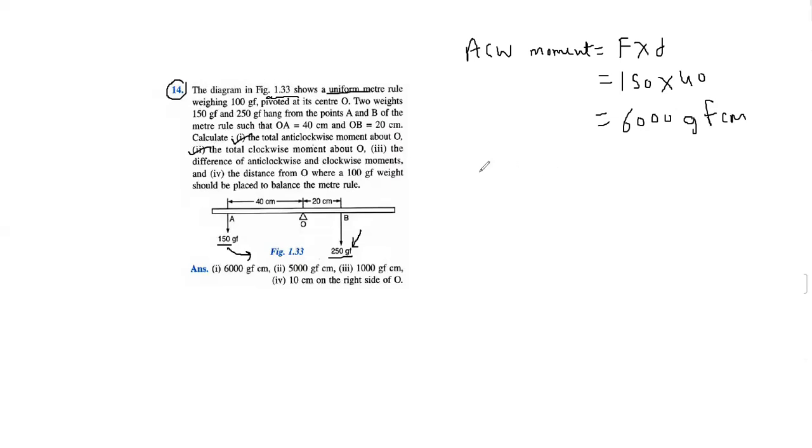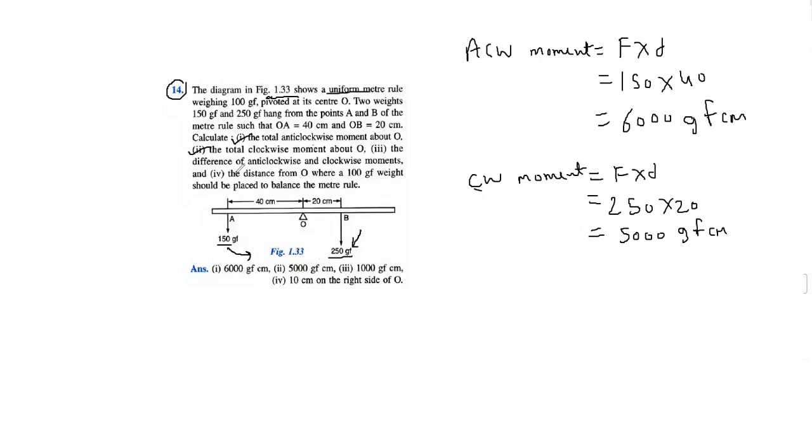Next part says the total clockwise moment about O. Clockwise moment equals F into D again. Now, what is the force available for clockwise? This is 250. Distance is 20. We get 25 into 2 is 50, and there are 2 zeros. So that's 5,000 gram force centimeter again. So that's part B done.